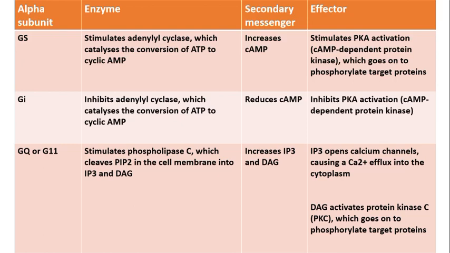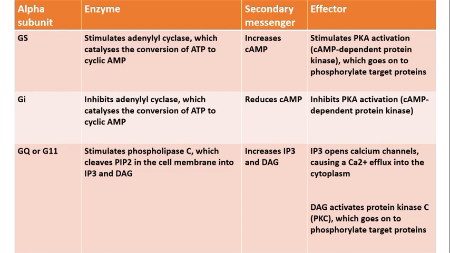Next one is Gi. This alpha subunit actually has the opposite effect to Gs. Gs stimulates adenyl cyclase, but Gi inhibits adenyl cyclase, which catalyzes the conversion of ATP to cyclic AMP. That is a major difference. The enzyme is the same, but Gi inhibits adenyl cyclase and reduces cAMP, because Gs increases cAMP. So automatically the reaction is the opposite.